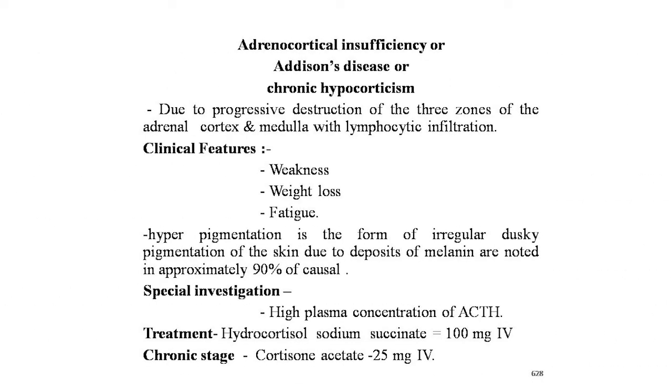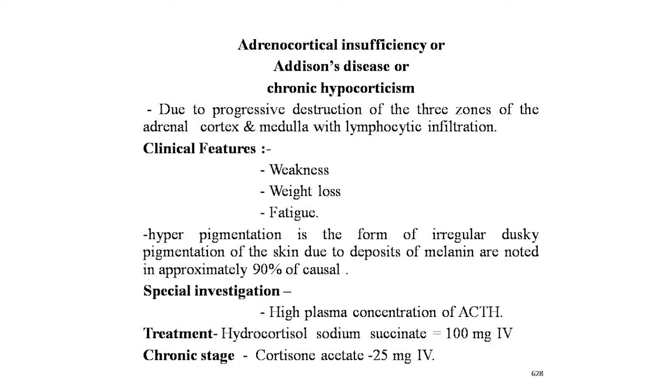Next is adrenocortical insufficiency, or Addison disease, or chronic hypocorticism. This disease is of less importance to the surgeon. This condition is due to the progressive destruction of the 3 zones of the adrenal cortex and medulla with lymphocytic infiltration. Clinical features of Addison disease are weakness, weight loss, and fatigue. Hyperpigmentation is in the form of irregular dusky pigmentation of the skin, due to deposits of melanin, noted in approximately 90% of cases.